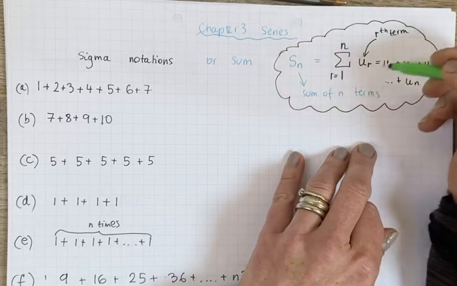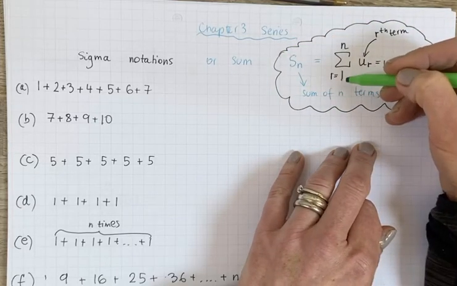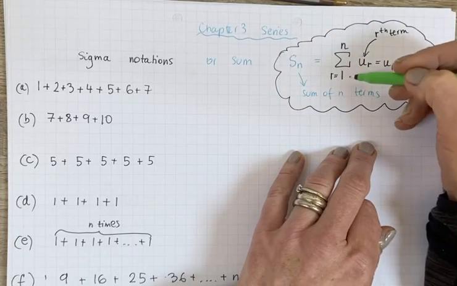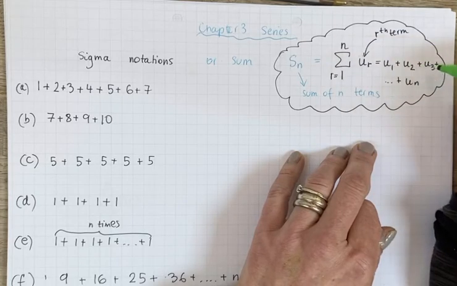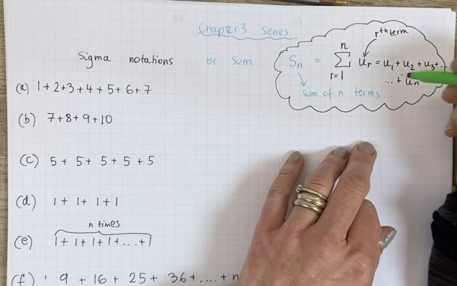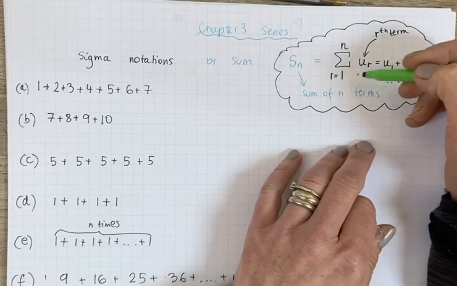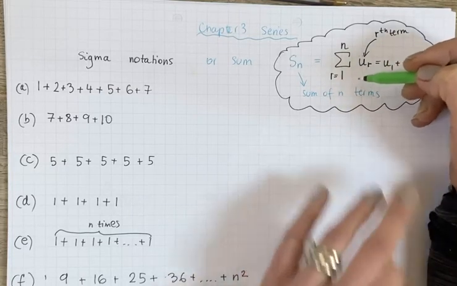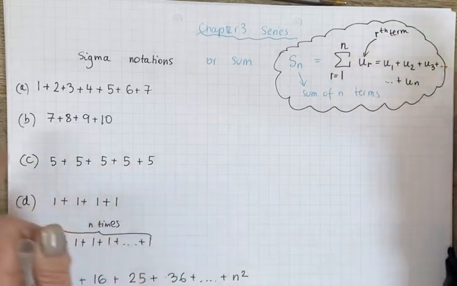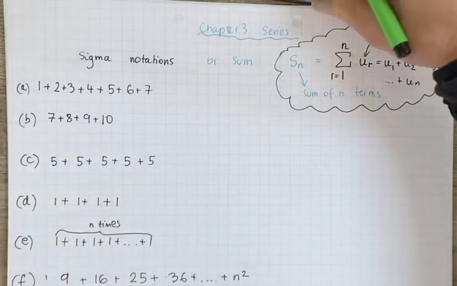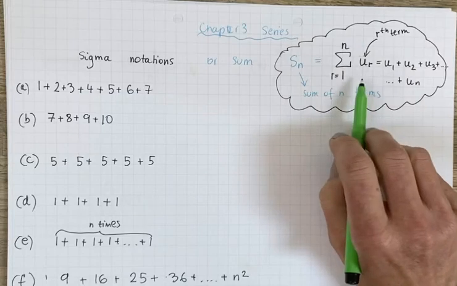Sometimes we use r, this dummy variable. It only acts to signify the position of each term here. You could use i or k, but in the course that you're doing, most of the time they will use r, but not solely. You could have an exam question with a different dummy variable.